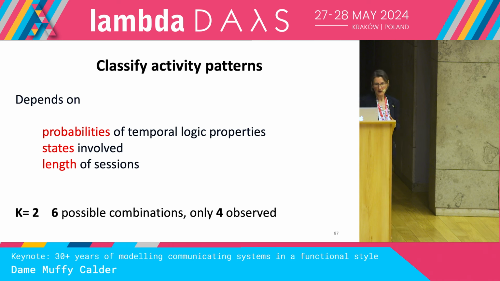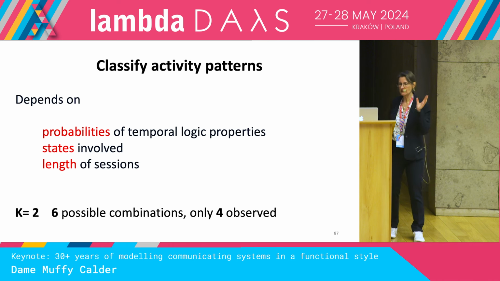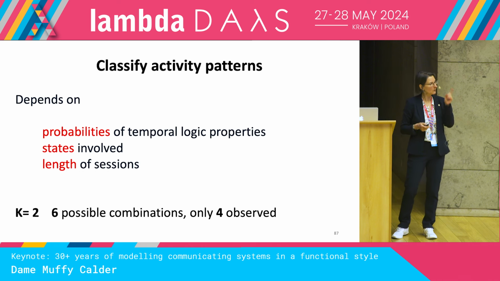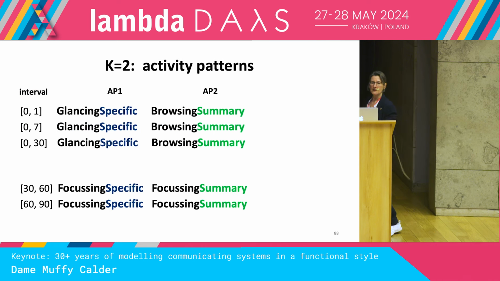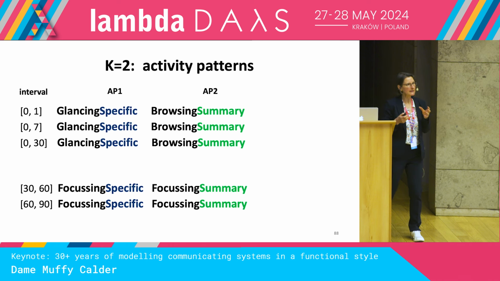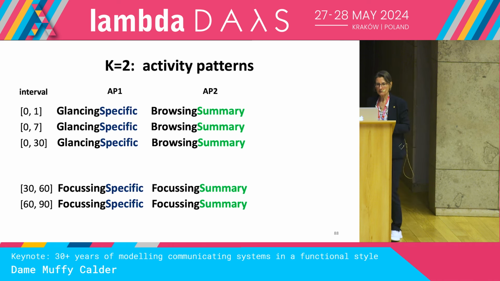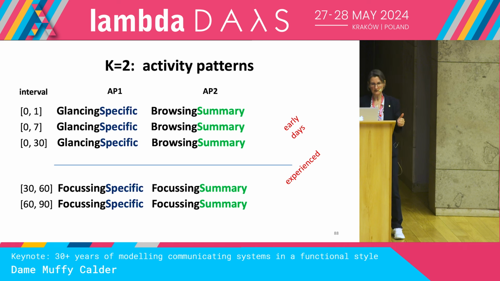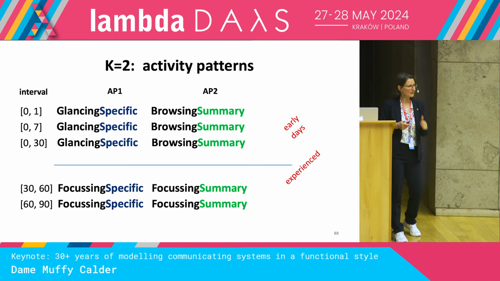You combine all that with k equals 2. In this thing, there's 6 possible combinations. Only 4 were observed. Here's the 4. I've used names to give you an idea of what they're denoting, but these aren't just labels. So you'll see it's glancing, specific, and browsing summary for the first day, week, and month, and then it's different patterns in the second month and third month.